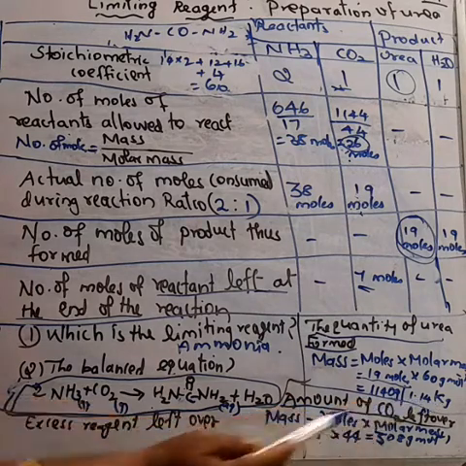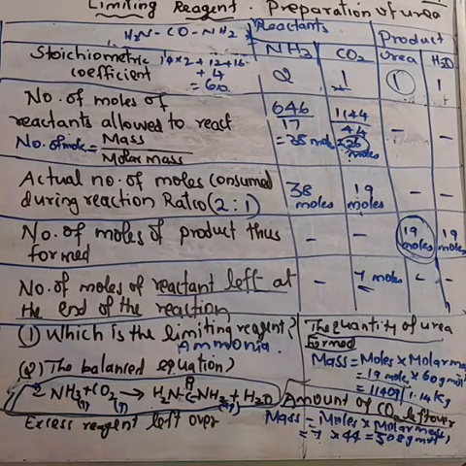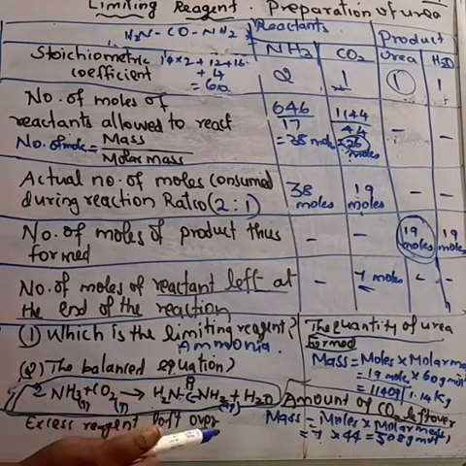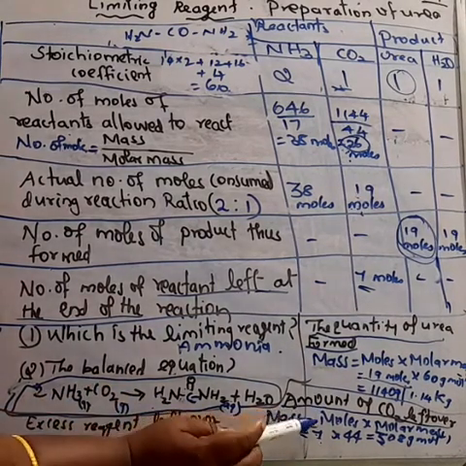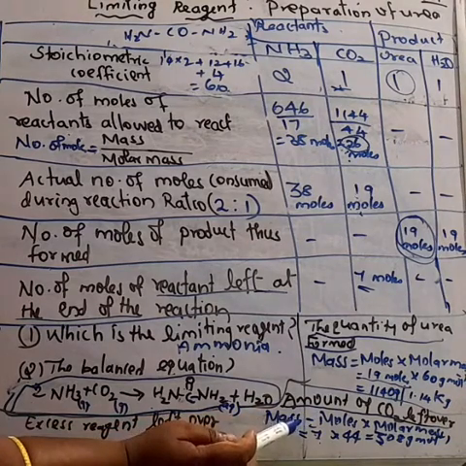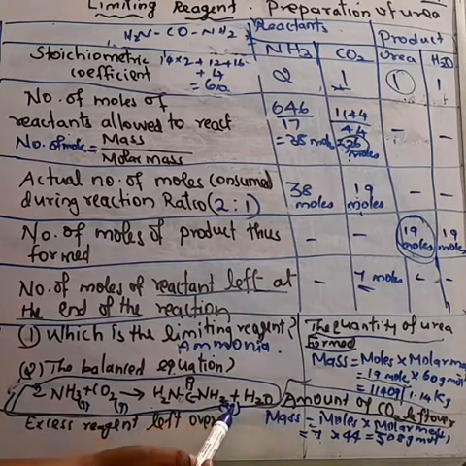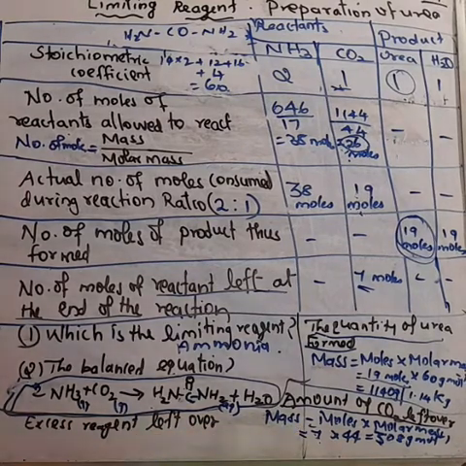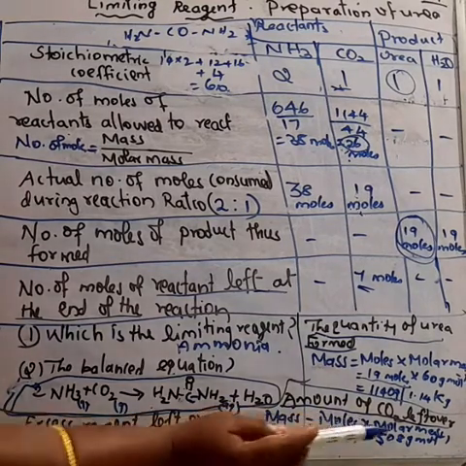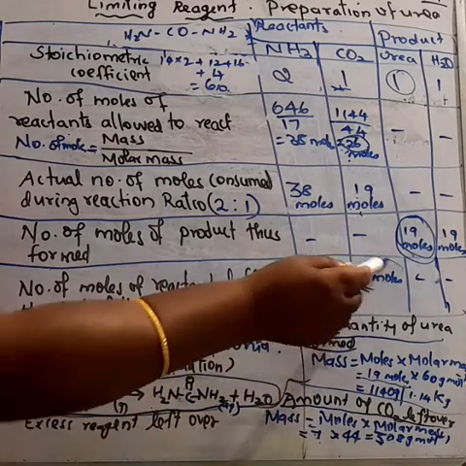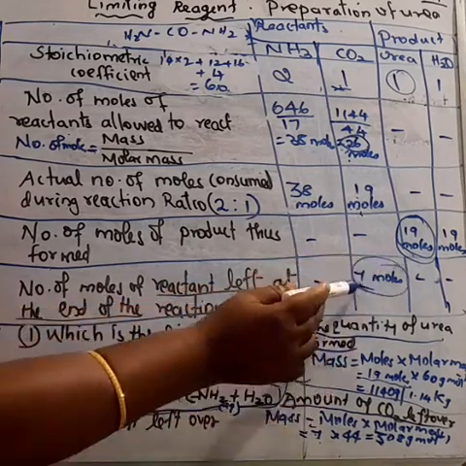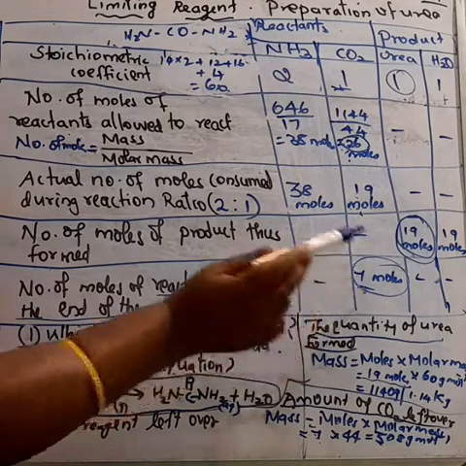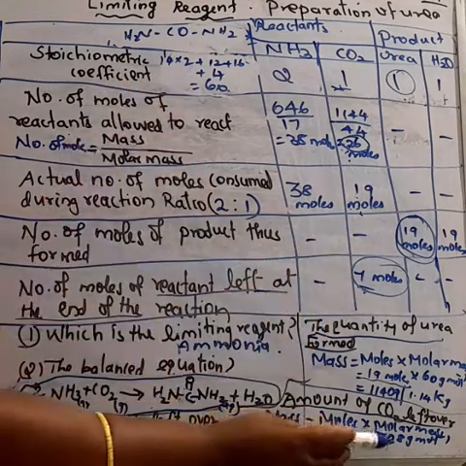Okay, understood. So what is the next question? Excess reagent left over at the end of the reaction. The amount of carbon dioxide left over: mass is equal to number of moles into molar mass. Number of moles of carbon dioxide, 7 moles left, into 44. We get 308.